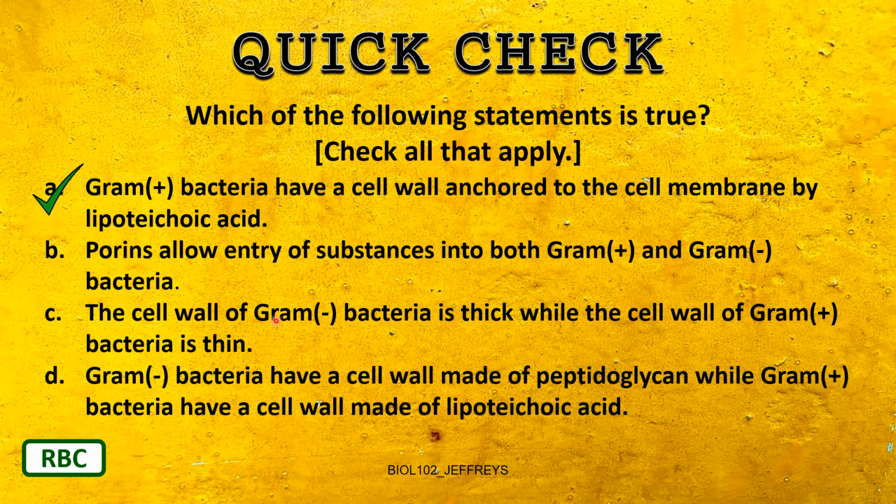The cell wall of gram-negative bacteria is thick, while the cell wall of gram-positive bacteria is thin, and that is actually quite the reverse, right? The gram-positive have the thick wall, the thick peptidoglycan layer, and the gram-negative have the thin peptidoglycan layer. And the gram-negative bacteria have a cell wall made of peptidoglycan, that is true, while gram-positive bacteria have a cell wall made of lipoteichoic acid. No, all bacterial cell walls are made of peptidoglycan, so obviously that's not true. The only one true here is A.